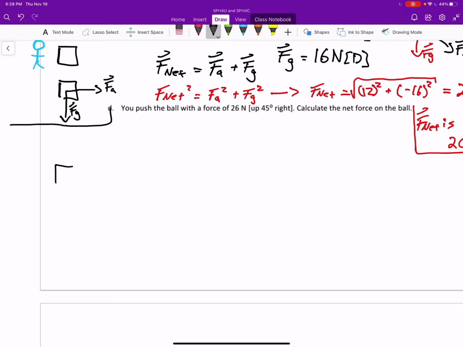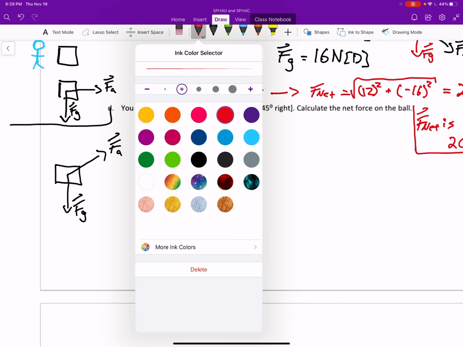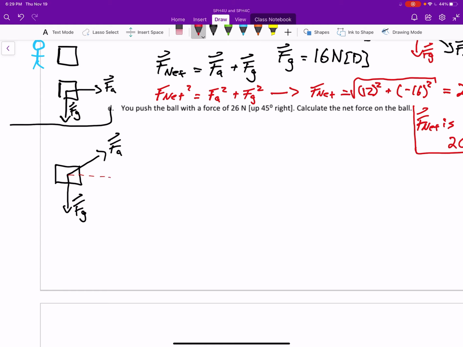So here is our ball, our square ball. But our force now goes somewhere up here, right? Diagonal. It's up and to the right. Our gravity still goes down. This is our new applied force, F sub A, right? That's a little a because it's an applied force. And it is 45 degrees up. I'm sorry, it's up 45 degrees right.